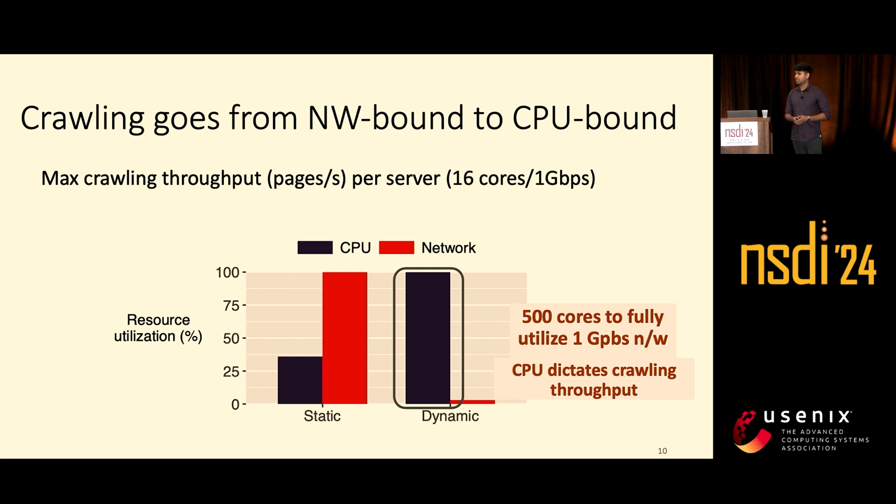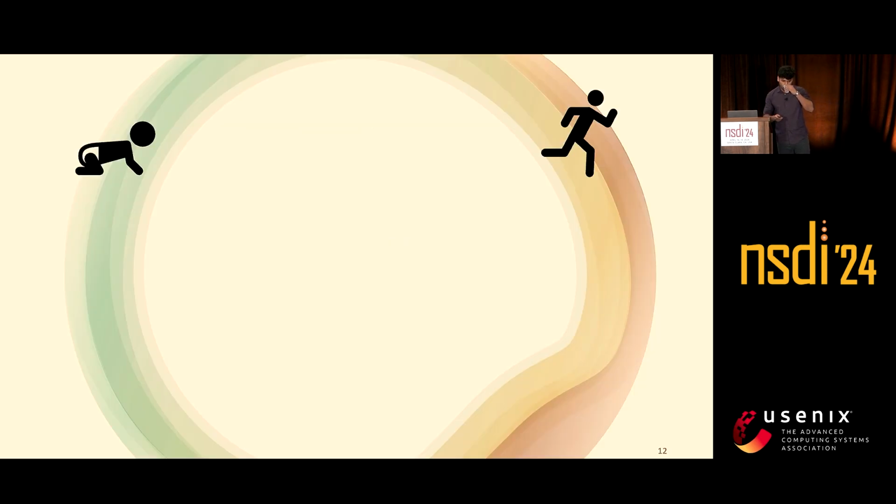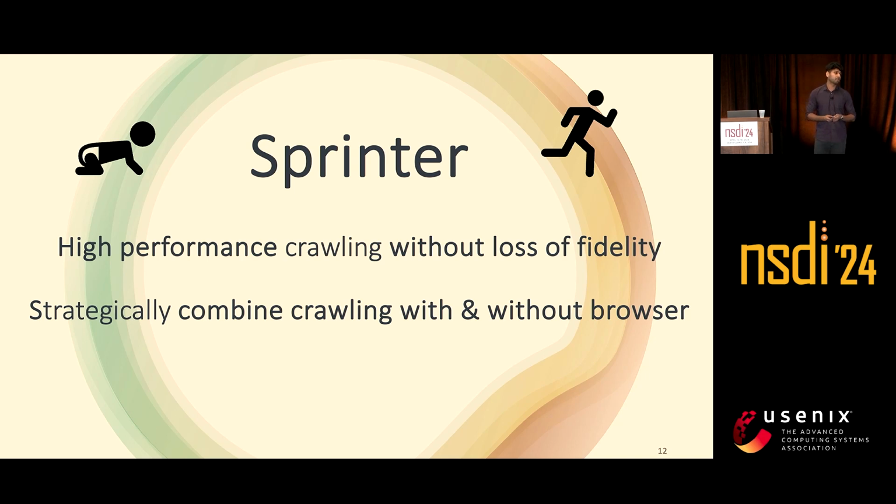So as you can see from this, the crawling workload has migrated from network bound to CPU bound, and you end up with the following unfortunate trade-off. Either you suffer from the poor performance of dynamic crawlers or the incompleteness of static crawlers. Well, in order to resolve this paradox, we want to turn the crawlers and make them sprint. And so this is where our system comes in, Sprinter, which seeks to enable high-speed crawling without degrading fidelity. And it does so by strategically combining both static and dynamic crawling techniques.